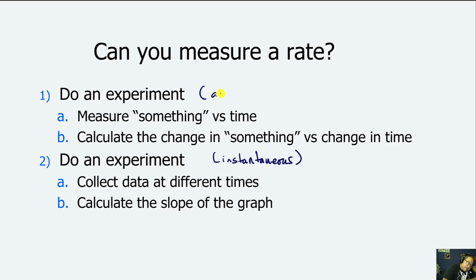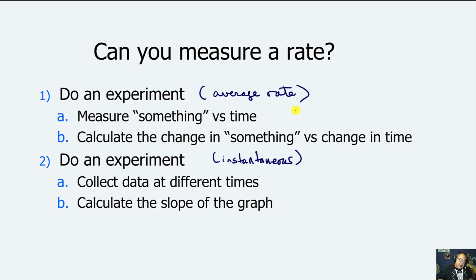And this is known as the average. I didn't actually put the A in there, did I? And this is going to be average rate, and this bottom one is going to be the instantaneous rate.